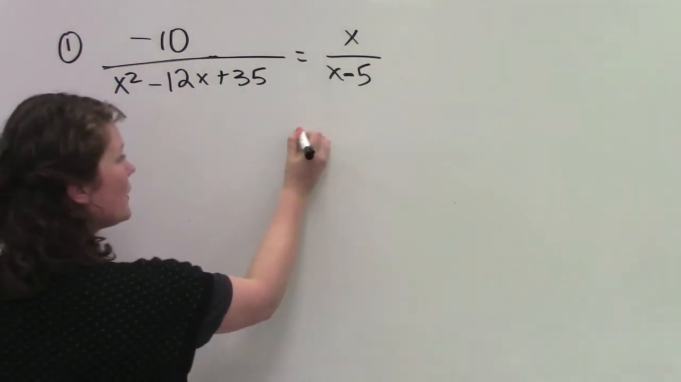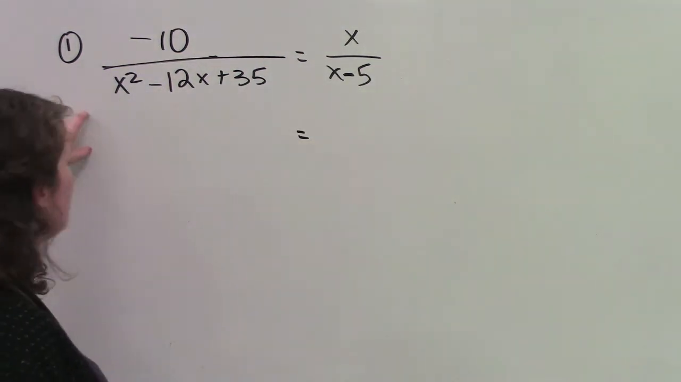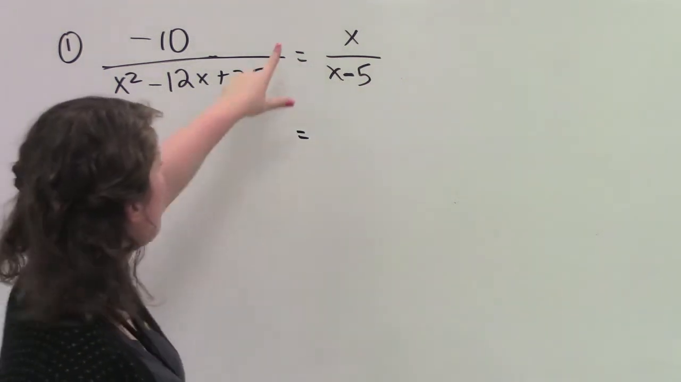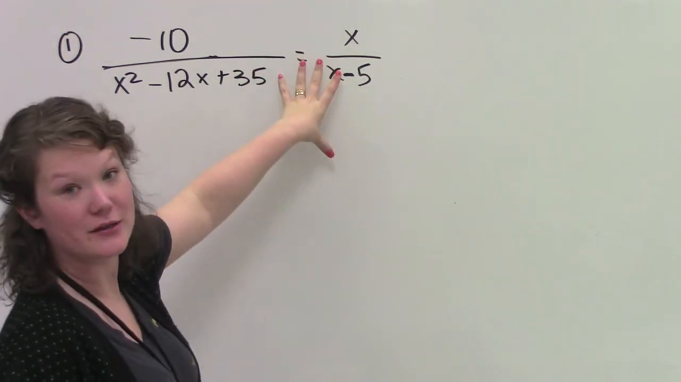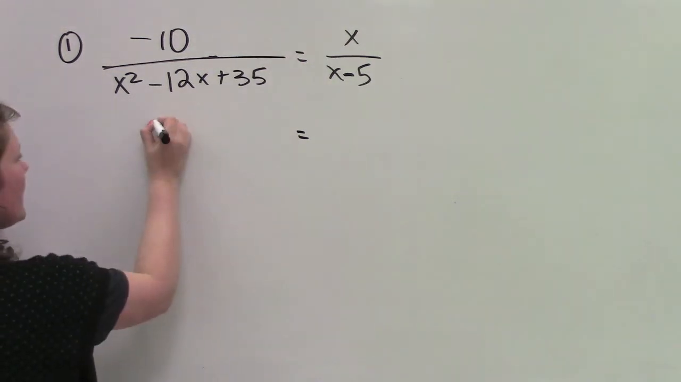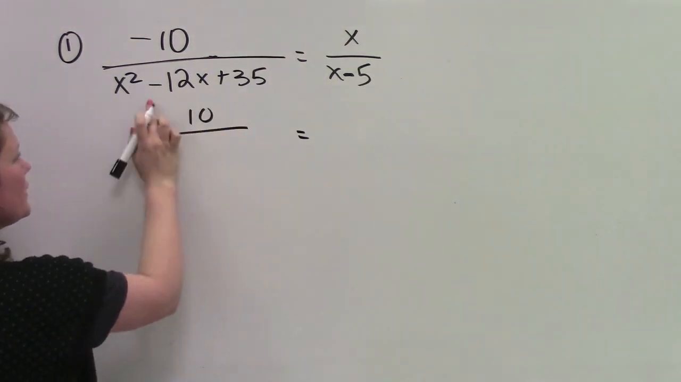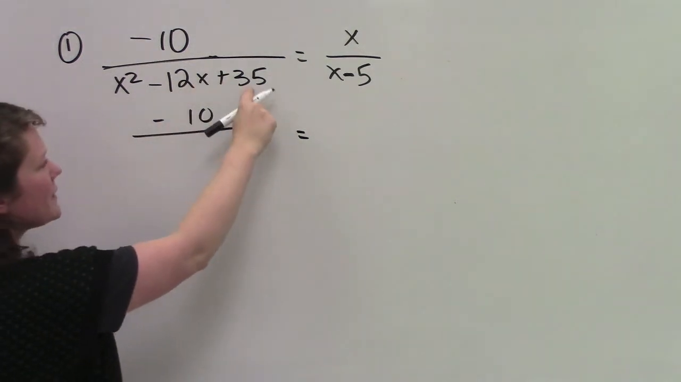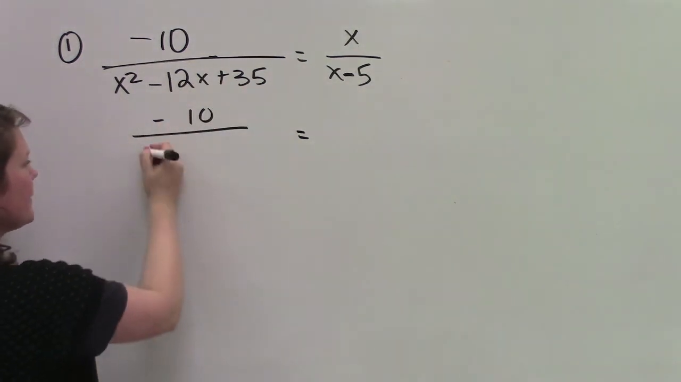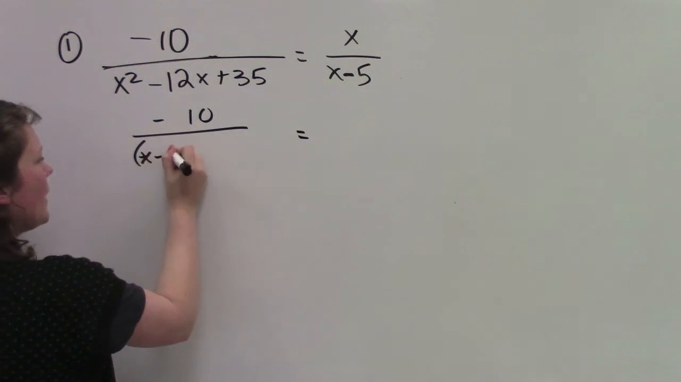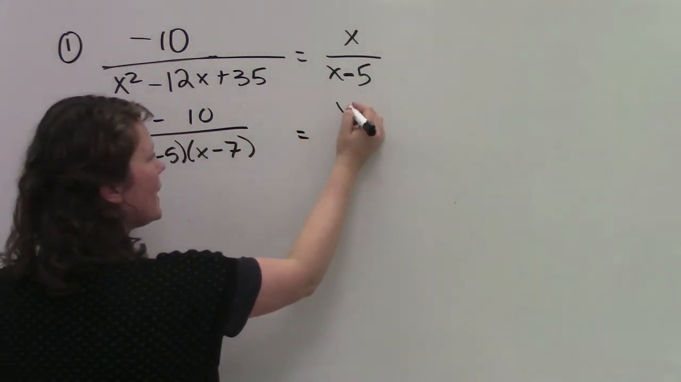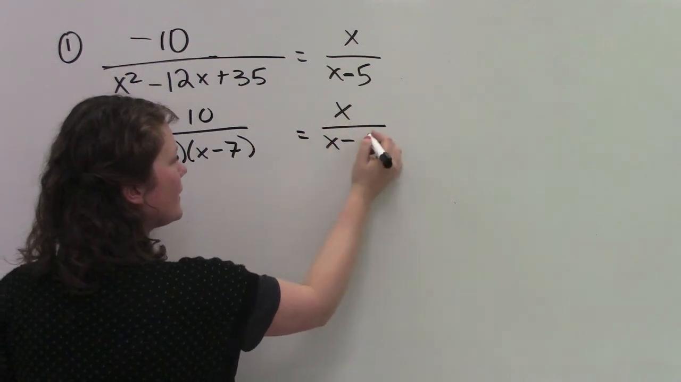What I want to do is line up my equal signs. I don't want to stick an equal sign here. That makes no mathematical sense. We want to line up our equal signs because this is an equation. So we have negative 10, two numbers that add up to negative 12x and multiply out to positive 35, x minus 5, x minus 7 equals x over x minus 5.